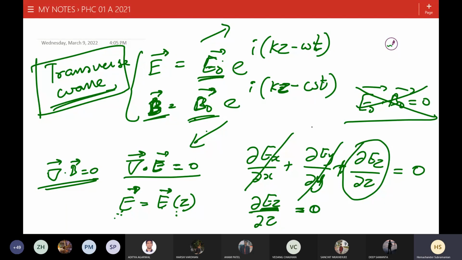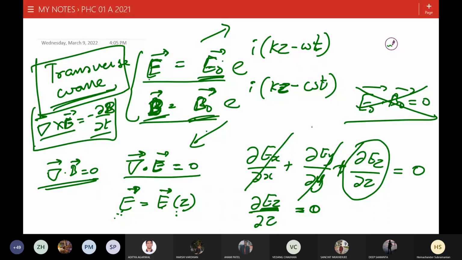Now, if you apply curl on E and differentiate B with respect to time, we know the equation: curl of E equals minus dou B by dou t. If we do that, we will see that E and B are perpendicular to each other. Just from Maxwell's equations, we can show that E and B are perpendicular to each other. I'll leave that to you guys. It's pretty simple.